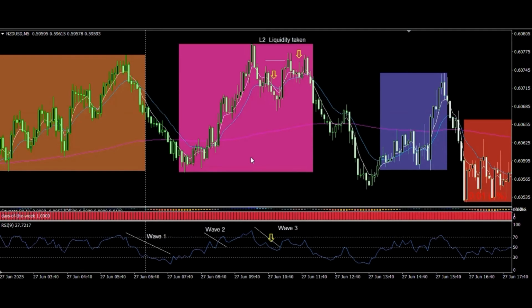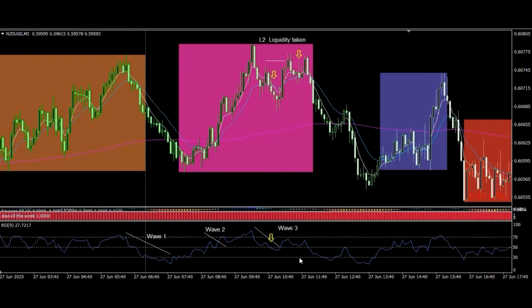In this sell example, we see wave 1 that happens during the midnight hour, then wave 2 that happens during the London session, and then wave 3 that happens also during the London session. And this is how you can use this new RSI strategy with your existing strategies.